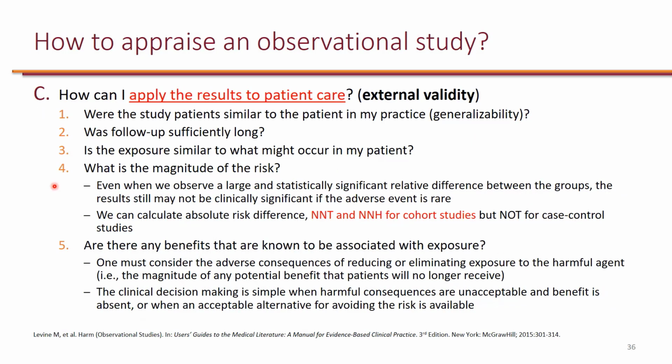And of course, when you want to see if the results are clinically significant, you need to take into account the magnitude of the risk. We can use things like absolute risk difference, number needed to treat, and number needed to harm for cohort studies only, but we cannot do this for case control studies. That's because case control studies do not give you any information about prevalence. They only give you the odds.